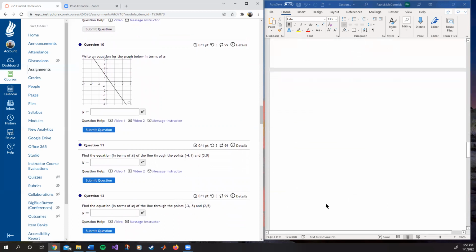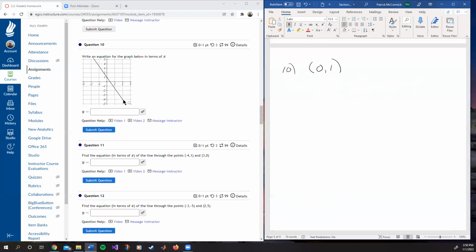All right, question 10. Same type of problem, all right? It says write an equation for the graph below in terms of x. So the first thing we need to do is find 2 points on the graph that we can use. So let's choose easy ones. So it looks like it's at this point right there. So 0, 1. So this is problem 10. So first point, 0, 1. Another easy point looks like this one right here, 2, -4.